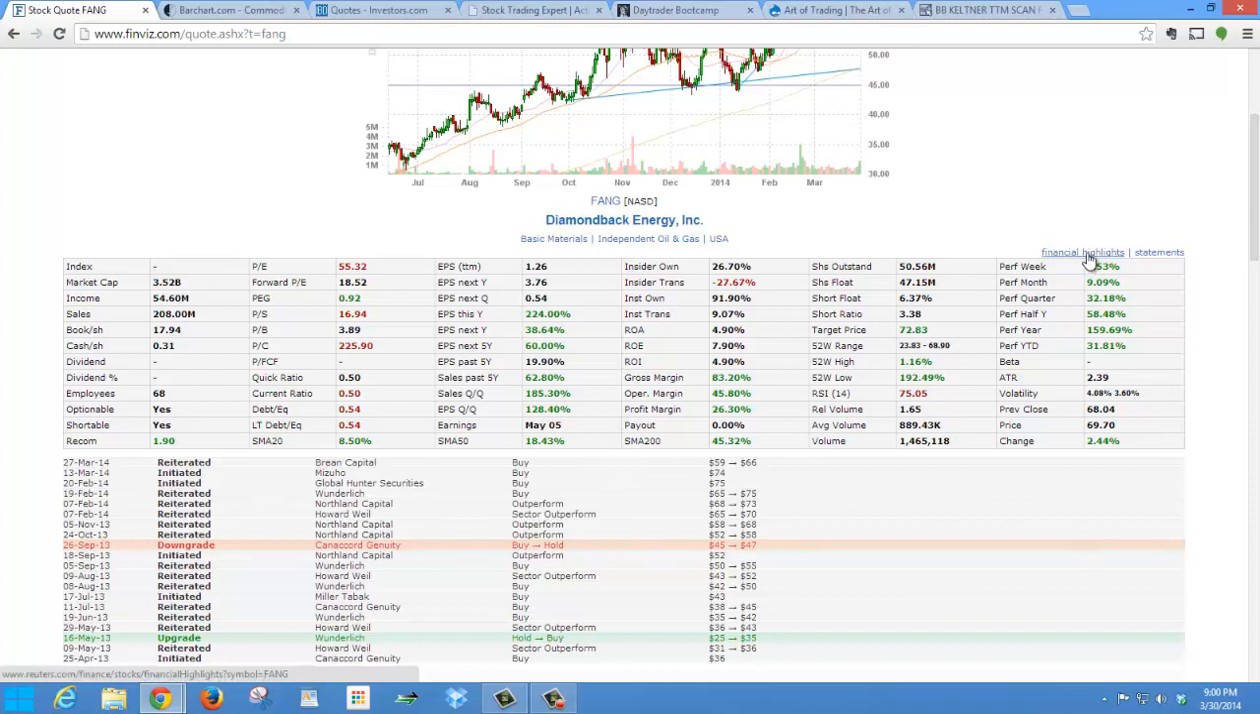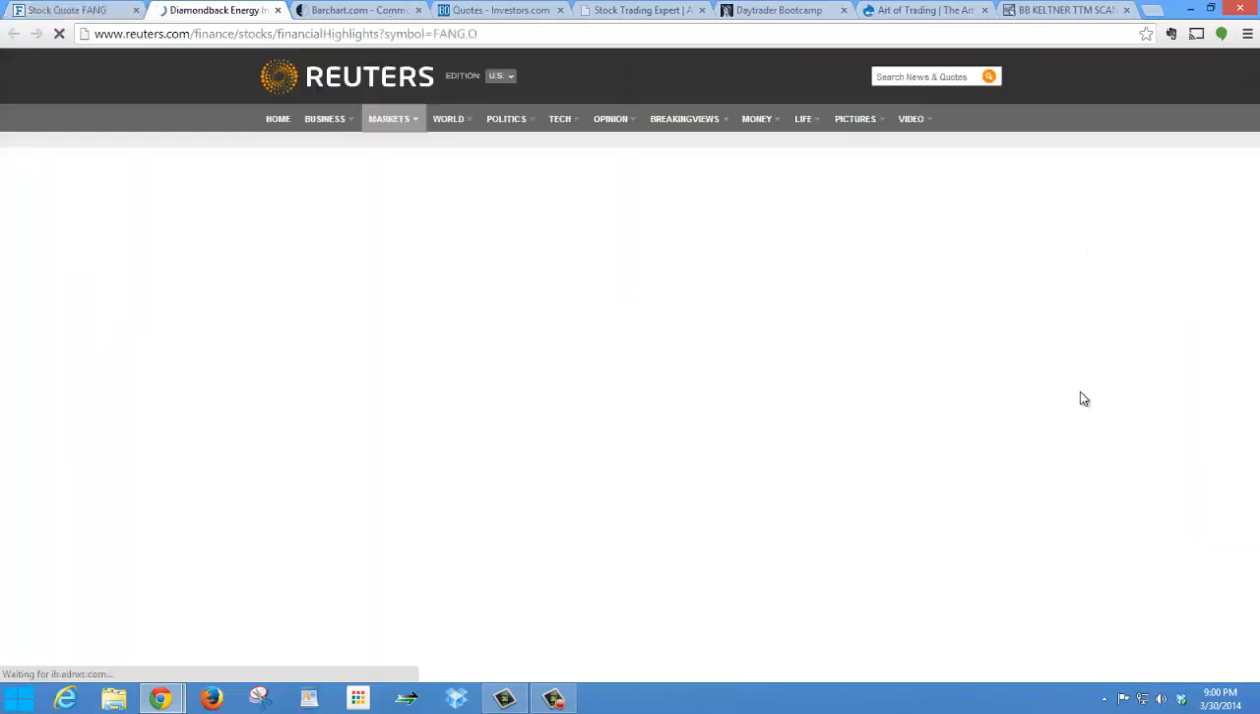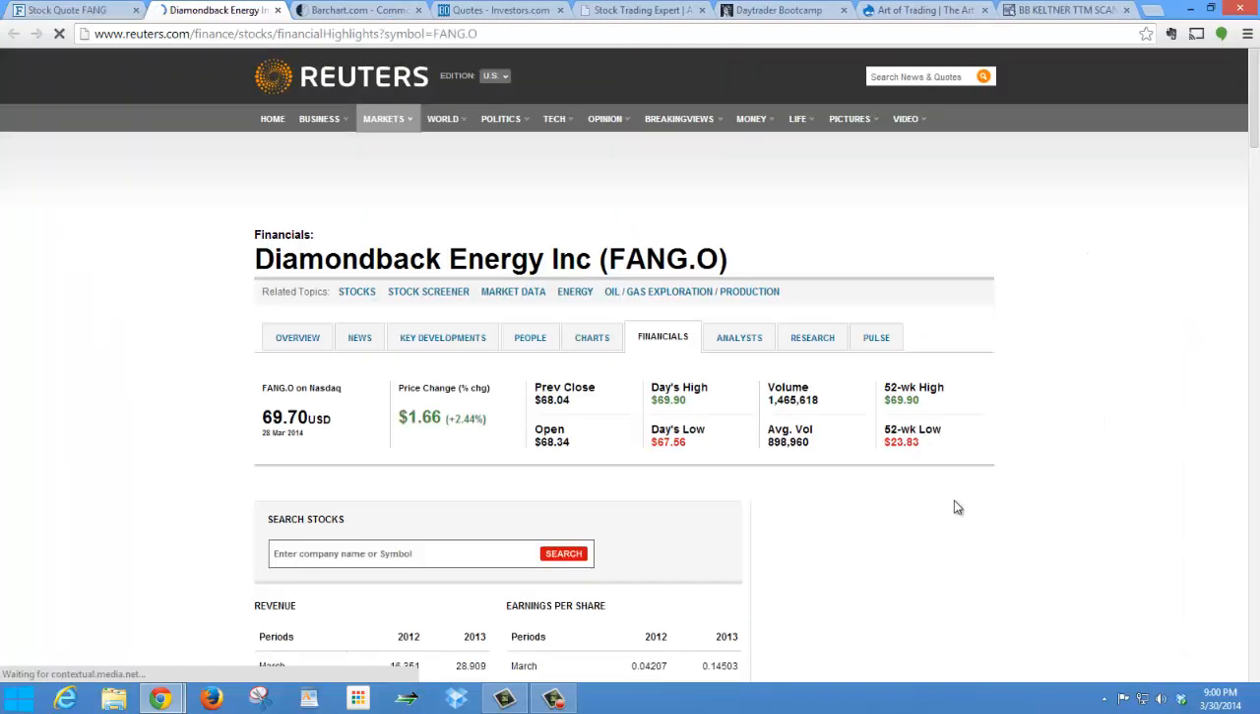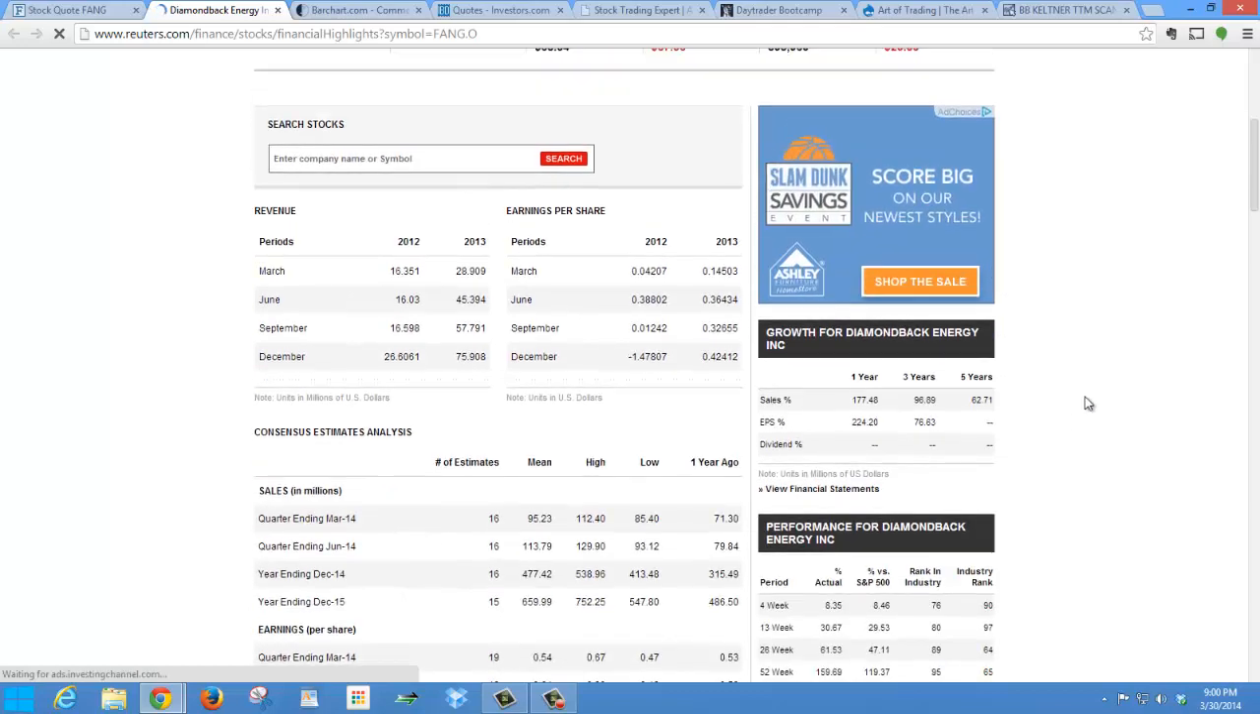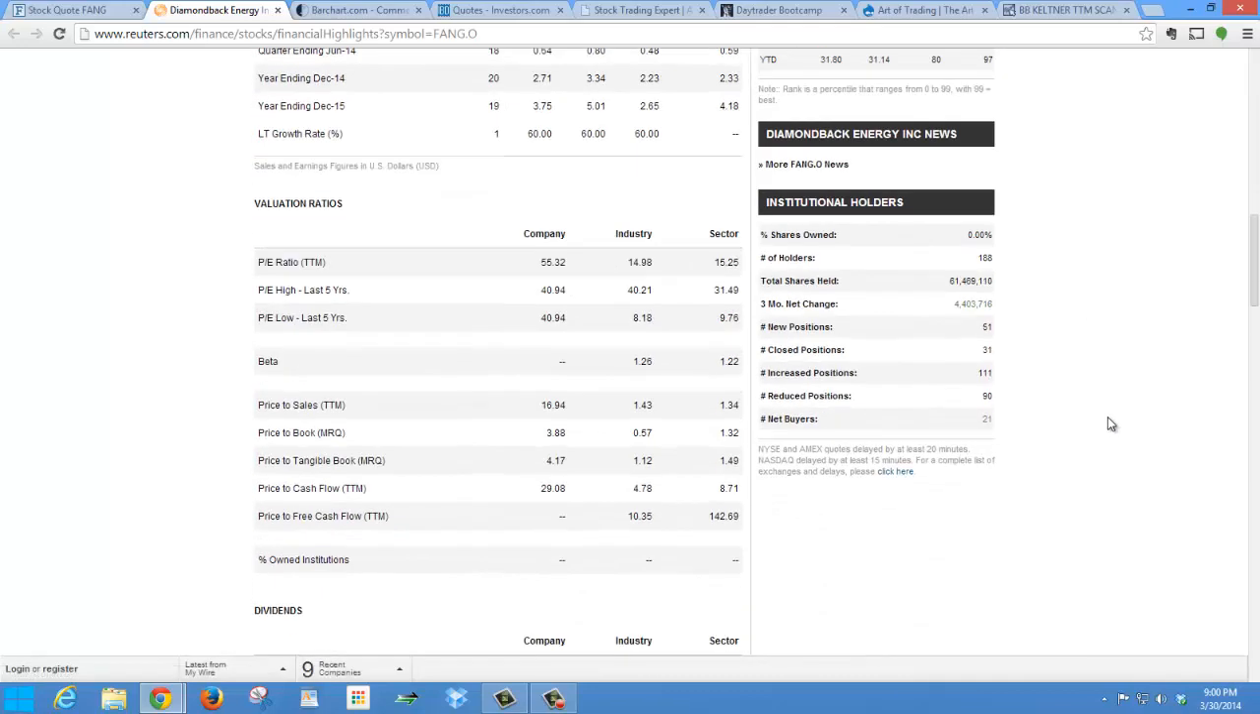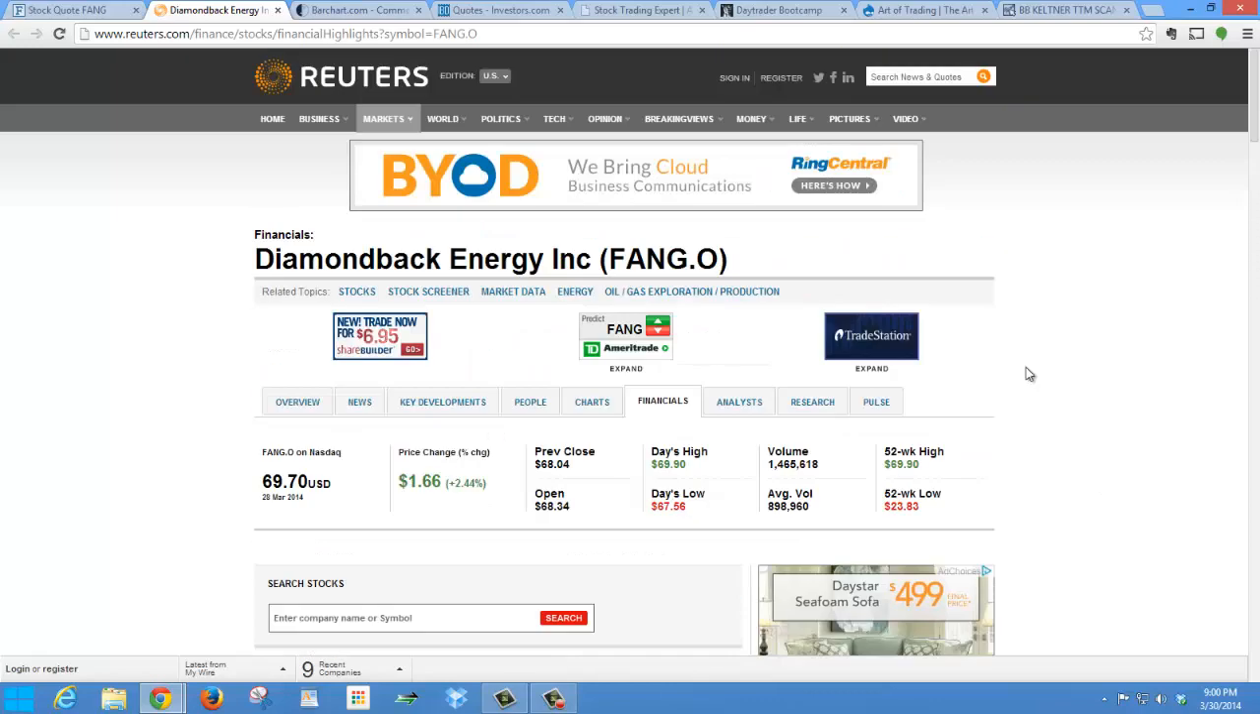Now another free thing that you can look at over here is financial highlights. We'll click on that. I don't put a lot of weight on this, but for something free and easy to look at, we go over here and look at institutional holders. Now this shares owned, I don't believe is correct on this one, but we see there's 188 holders. New positions 51, closed positions 31, increased 111, and reduced 90, so we have net 21 buyers. That tells me more institutions are stepping in or adding to their positions. So that's something free to look at.